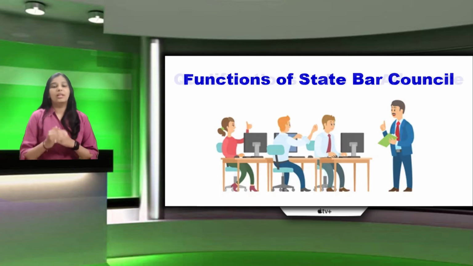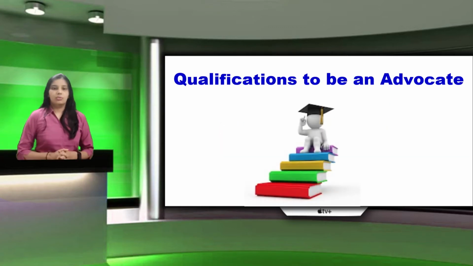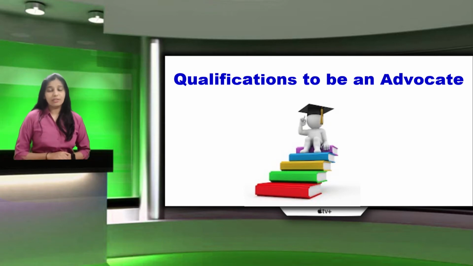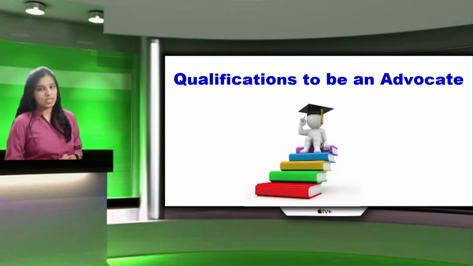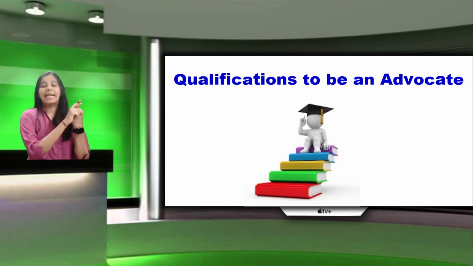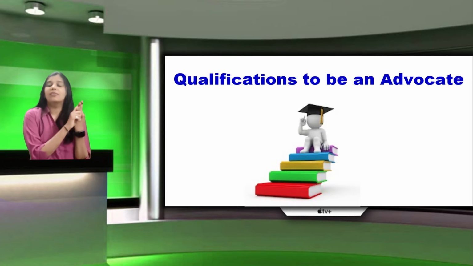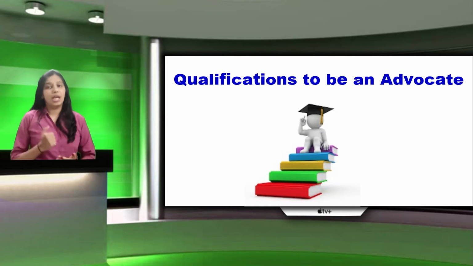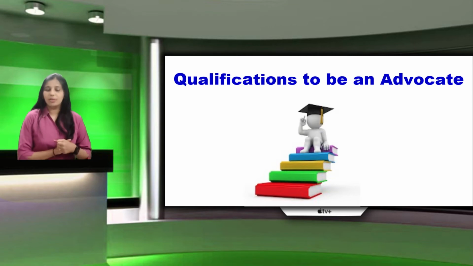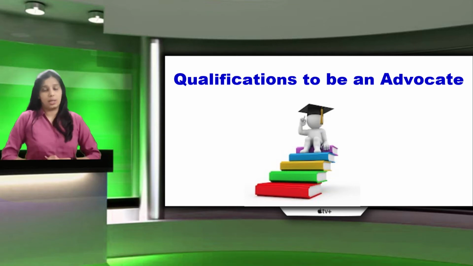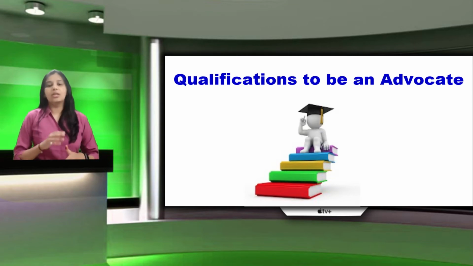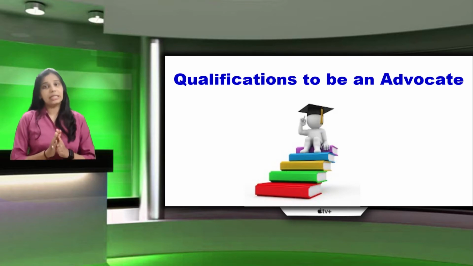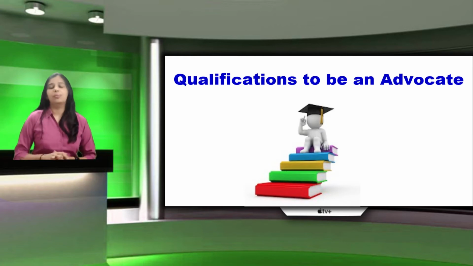Now we'll move towards qualification to be an advocate. In order to be eligible for enrollment according to Section 24 of the Advocates Act, an advocate must be a citizen of India, at least 21 years of age, must have an LLB degree from an Indian University, and must have paid the enrollment stamp duty and the enrollment fee payable to the State Bar Council. A foreign national may be enrolled on a reciprocal basis with the country of his citizenship, and his foreign degree may be recognized by the Council for the purpose.